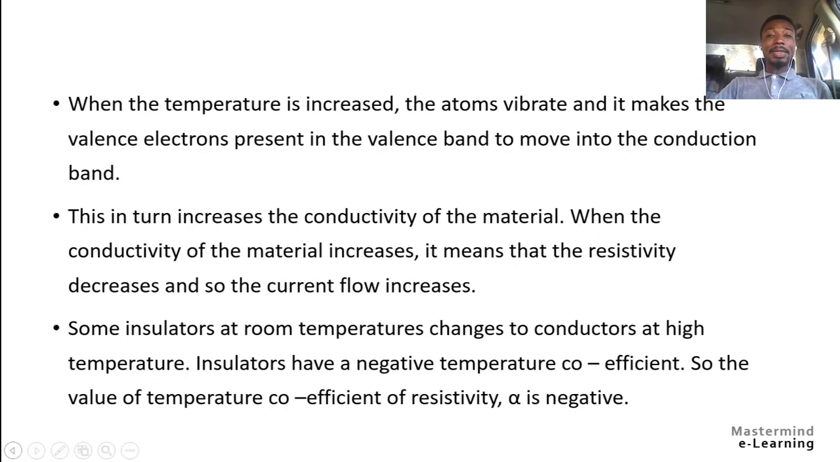When the temperature is increased, the atoms vibrate and it makes the valence electrons present in the valence band move into the conduction band. This in turn increases the conductivity of the material. When the conductivity of the material increases, it means that the resistivity decreases and so the current flow increases. Some insulators at room temperature change to conductors at very high temperatures. So it means that insulators have negative temperature coefficients.